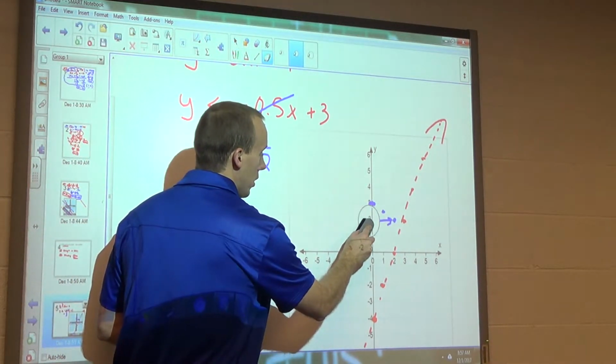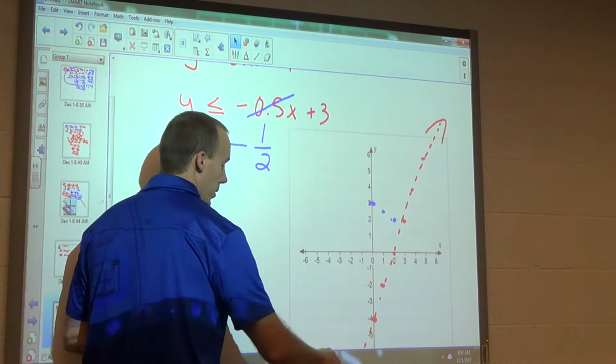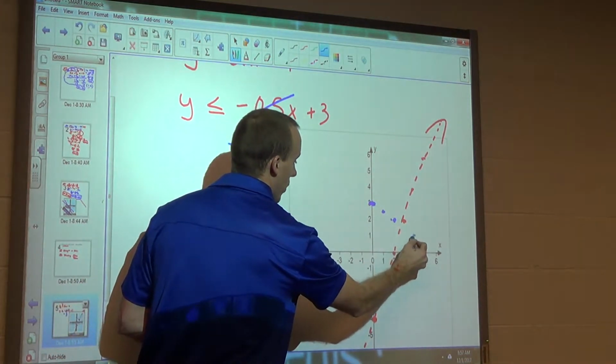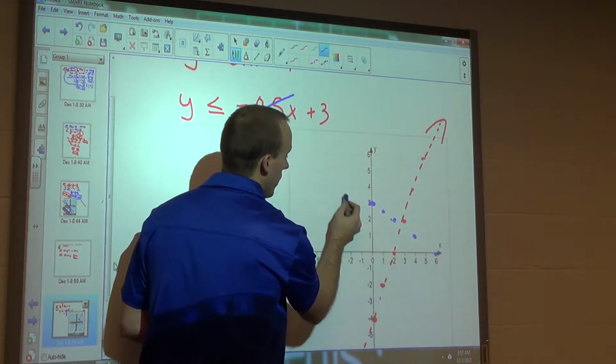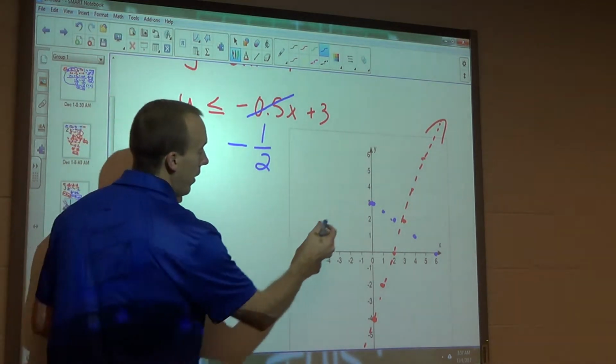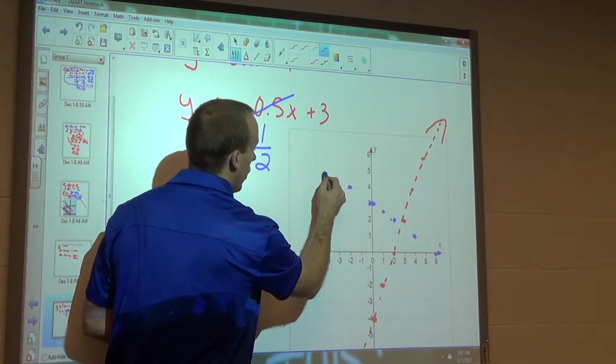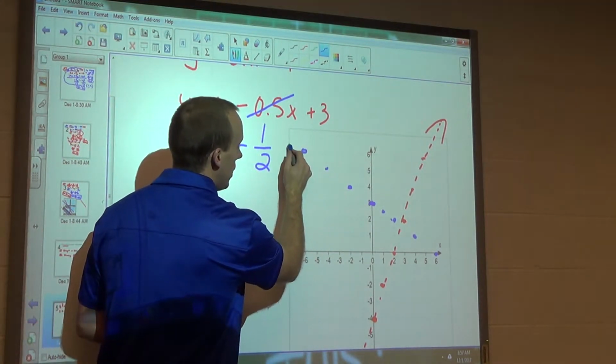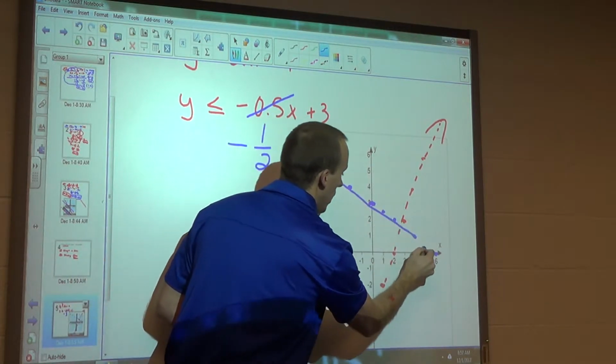Okay? So I'm just going to go down 1 over to the right 2. Okay, is this a solid line or dotted? Solid. This one's solid, and you'd go up 1 and back 2 to get to the other one.